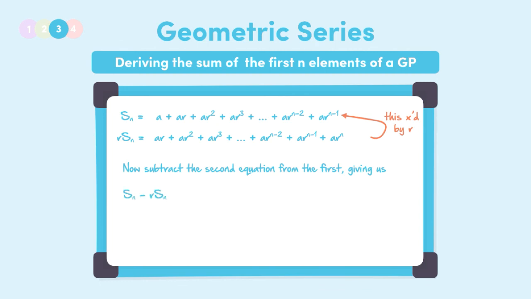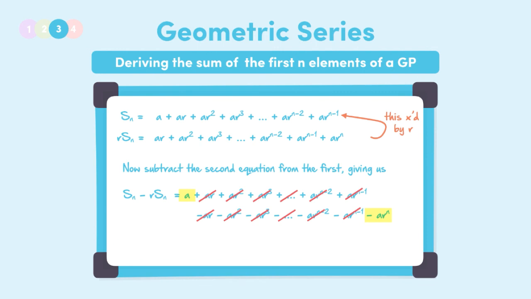But the right-hand side is A plus AR squared and so on, plus AR to the power of n minus 2 plus AR to the power of n minus 1, minus AR squared, minus AR cubed, and so on, minus AR to the n minus 2 minus AR to the n minus 1 minus AR to the n. And the reason that I've lined these up like this on the screen is that we can see we have plus AR and minus AR, so they cancel out, and plus AR squared and minus AR squared, so they cancel out, and everything cancels out except for our A and our minus AR to the n.